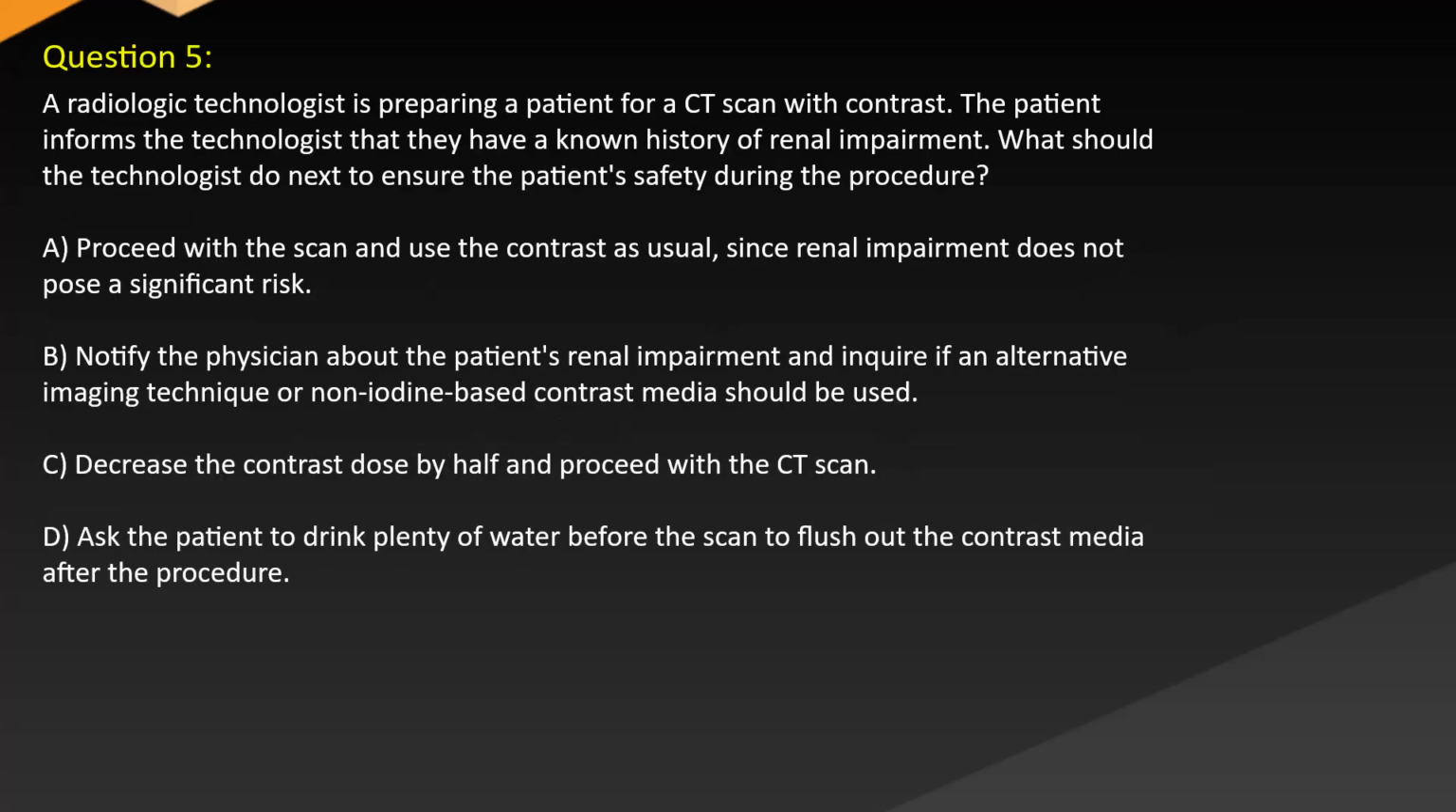Question 5. A radiologic technologist is preparing a patient for a CT scan with contrast. The patient informs the technologist that they have a known history of renal impairment. What should the technologist do next to ensure the patient's safety during the procedure?